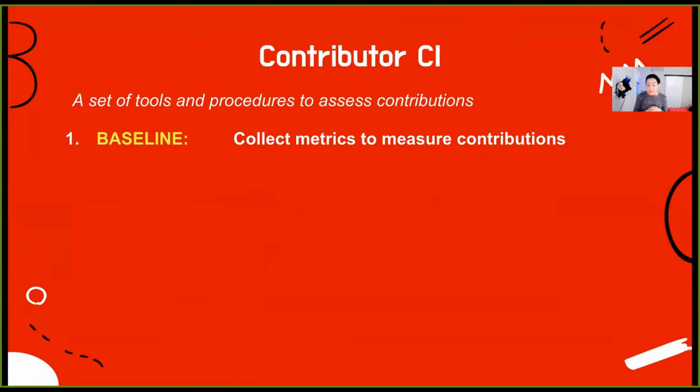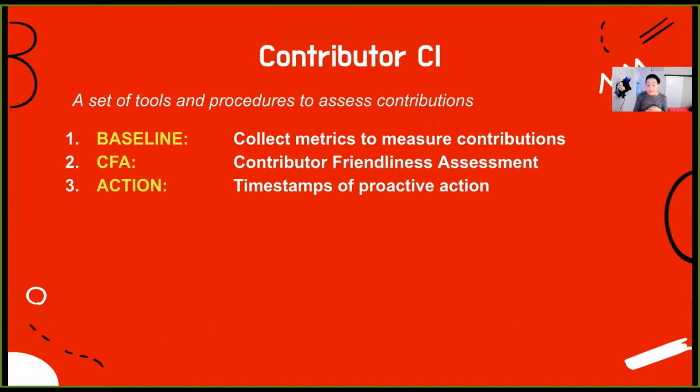So I'm going to create a GitHub Action that's going to collect metrics to measure these contributions. And it's going to automatically do it for you over time so that you can see how a project changes, or many projects change. And then I think the next step is to do this thing I'm calling a contributor friendliness assessment. And this is a little bit manual because it means looking at a repository and seeing how contributor friendly it is. And then finally, when we have that information, I think we can actually take proactive action, keep the timestamp of when we did it, and then see if anything that we've done has influenced the metrics that we're collecting.